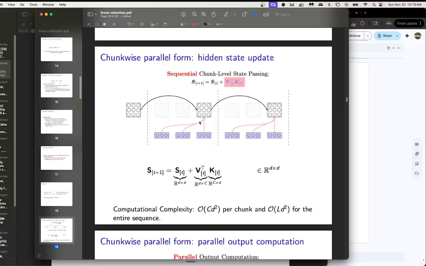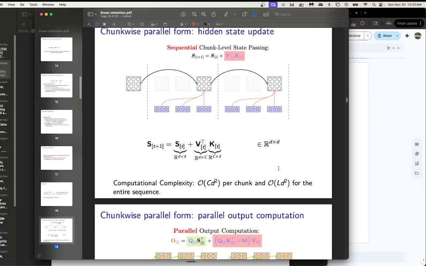So you can kind of see here what this will look like. The last hidden state for chunk, say, T plus 1, will be the hidden state from the previous one, just T, plus all of the key value mapping updates that we want to add to that hidden state. And we'll still just have a D by D matrix.